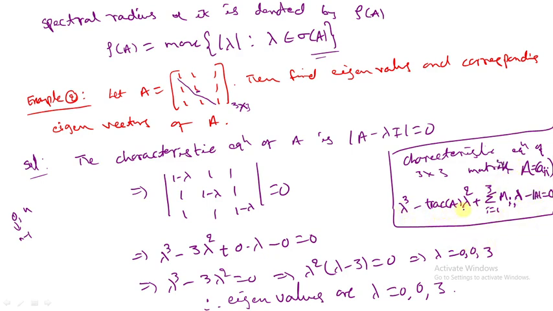Lambda cubed minus trace of A times lambda squared plus sum of the principal minors times lambda minus determinant of A equal to 0. Now the eigenvectors. Eigenvector corresponding to eigenvalue lambda equal to 0.